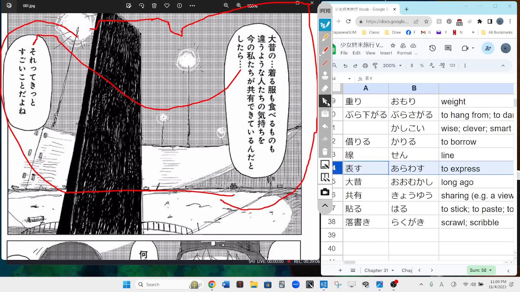Okay, 大昔の着る服も食べるものも違うような人たちの気持ちを今の私たちが共有できているんだとしたら、それって、きっと、すごいことだよね。はい, so we start here with できる. What does dekiru mean? Dekiru is possible. Possible to do what? Share. Share to who? It's possible to share with the present us. Exactly. What are they sharing with the present us?